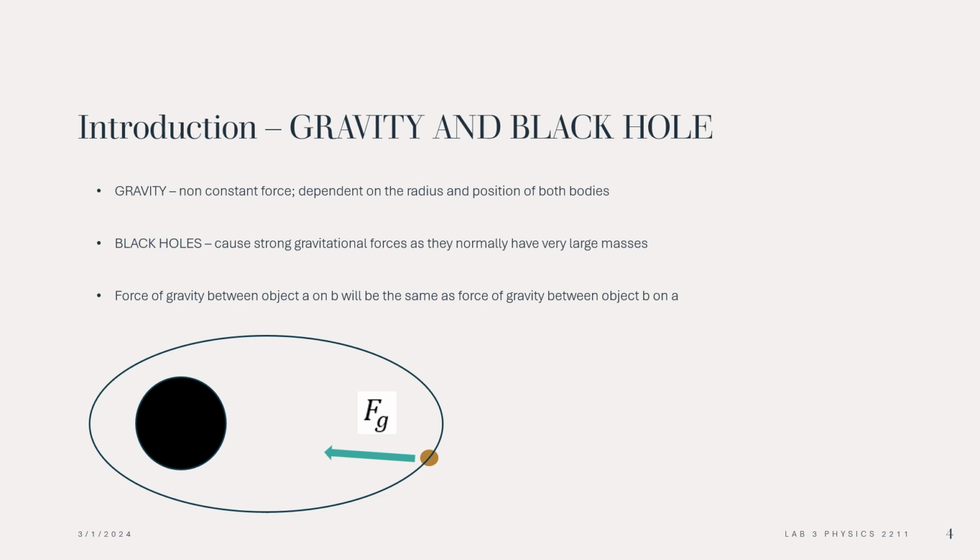Now, our black hole is going to cause strong gravitational forces on very large masses. You'll see it's going to be a huge mass, something like 10 to the 34th or something crazy like that. And remember, the force of gravity between object A and B will be the same as the force of gravity between object B and A, just Newton's third law.